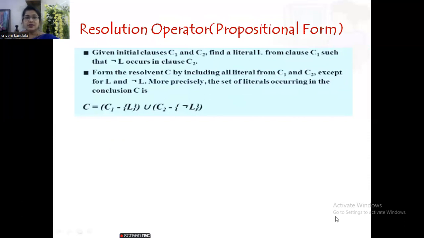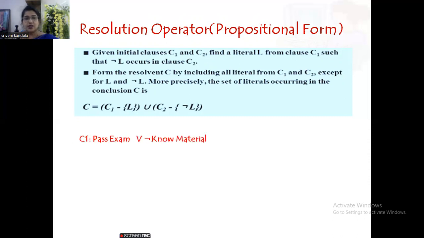These are the steps in the resolution operator. Two clauses are given, C1 and C2. We find a literal L from clause C1 such that its negation occurs in the other clause. You choose that as the literal. Then the resolvent C includes all literals from C1 and C2 except L and negation L. So from C1 you remove L, and from C2 you remove negation L, and you perform a union of the two. That will be your conclusion.